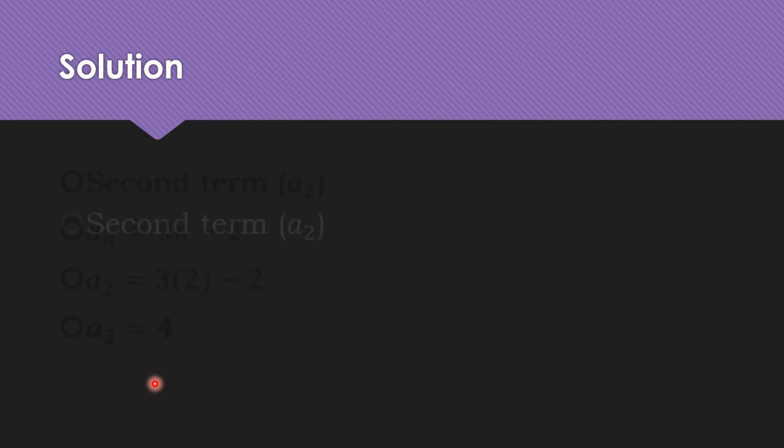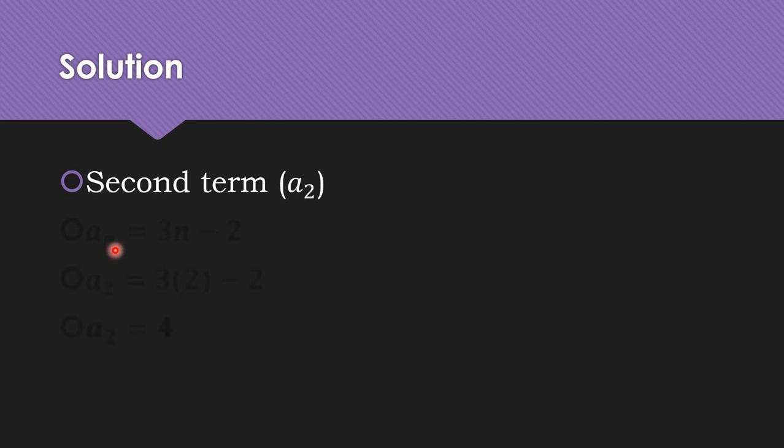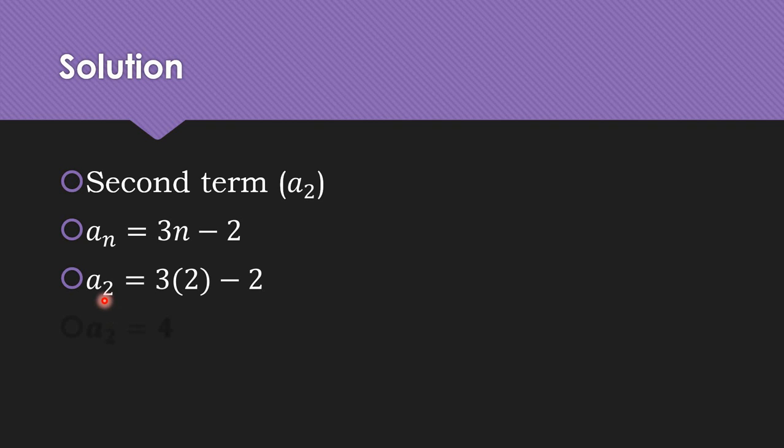Now, let's continue. Let's have the second term. Again, it is denoted as a sub 2. We are going to use the same rule. We will not change it. a sub n is equal to 3n minus 2. For our equation now, we have a sub 2. So, again, we replace n with 2, because we are now looking for the second term.